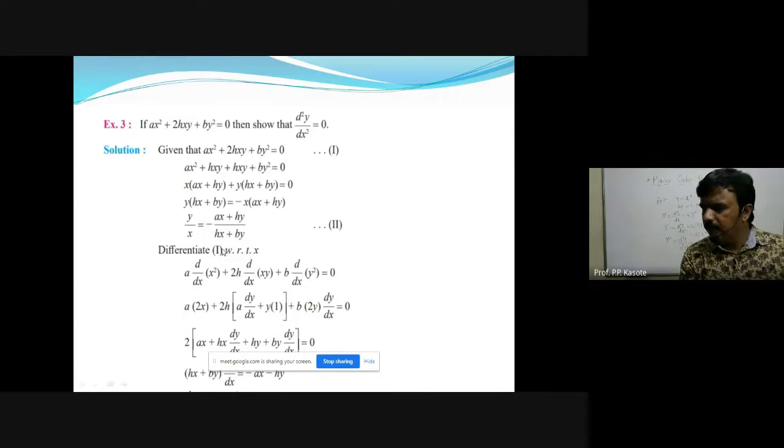Okay, now we will differentiate equation number 1. It is very simple. We will find the derivative of ax square plus 2hxy plus by square equals to 0. To find its derivative, let us keep a as it is because it is constant. Simply find the derivative of x square plus 2h into derivative of xy plus b into derivative of y square. So a will remain as it is. The derivative of x square is 2x. 2h will remain as it is. The derivative of xy is here in a square bracket. You can observe that we'll have to use the product rule over here.